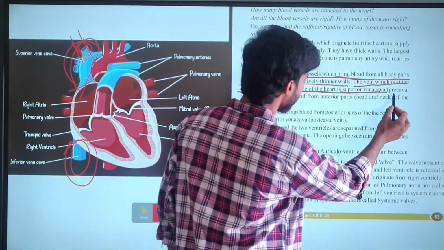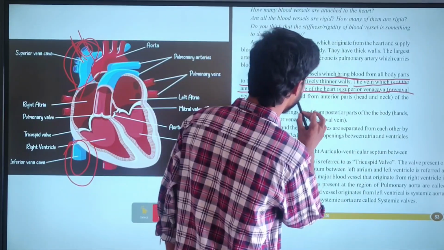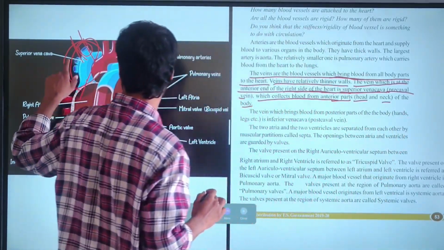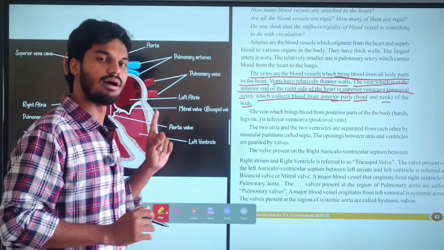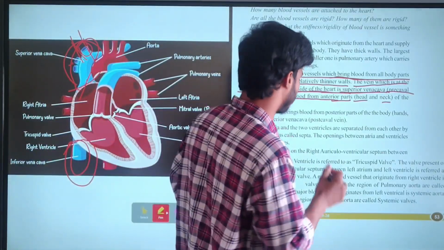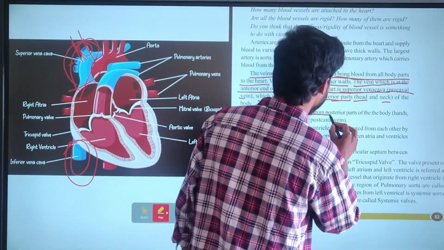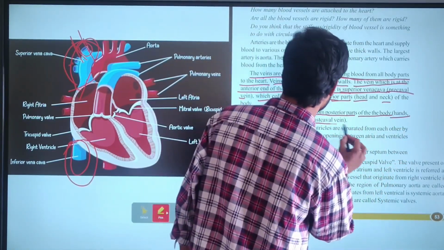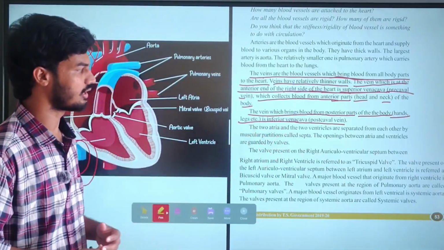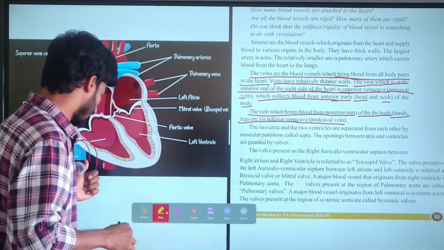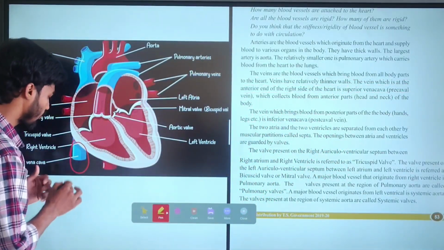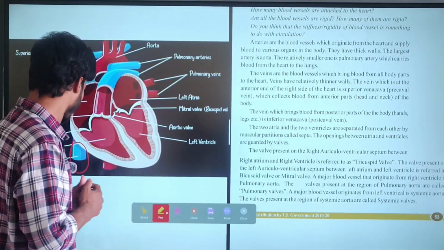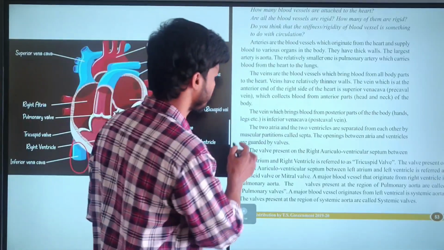What is given? The precaval vein collects the blood from the anterior part, that is head and neck of the body. Simply, it will collect the blood from the head and neck, as well as the chest region. Next, the vein which brings the blood from the posterior parts of the body, that is hands, legs, etc., is the inferior vena cava, which we also call the postcaval vein. It will collect the blood from the lower body, which we call the inferior vena cava. Next, what is given?